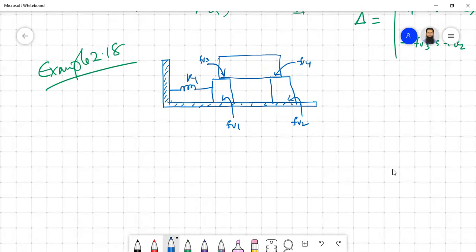Now you have three masses, so three linear movements are possible. M1 can move while the other two are stationary. Similarly, M2 can move while the other two are stationary, or M3. So three linearly independent movements are possible. We assume that the movement of this one is x1t, the movement of this one is x2t, and the movement of this one is x3t. And the force is applied here, Ft.